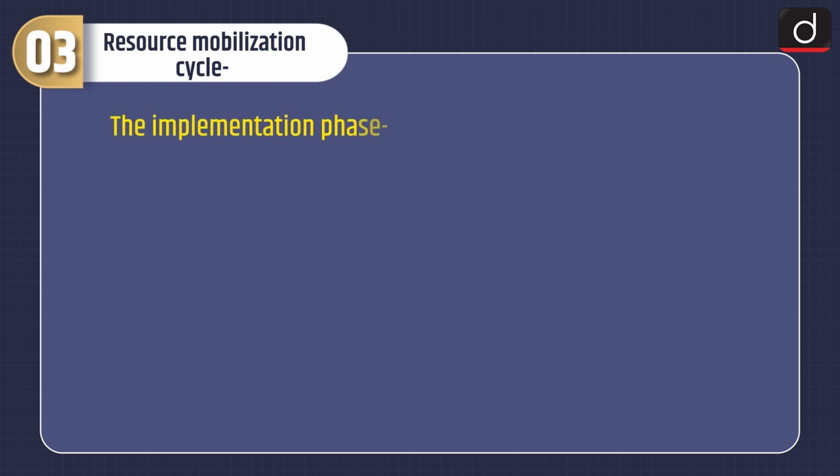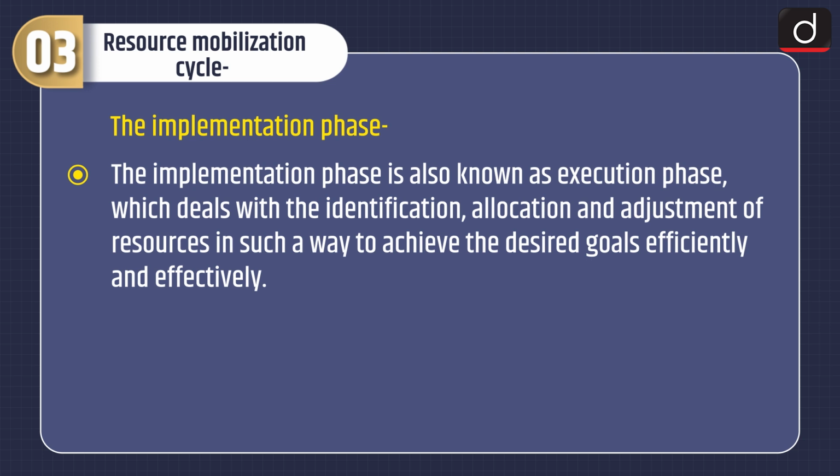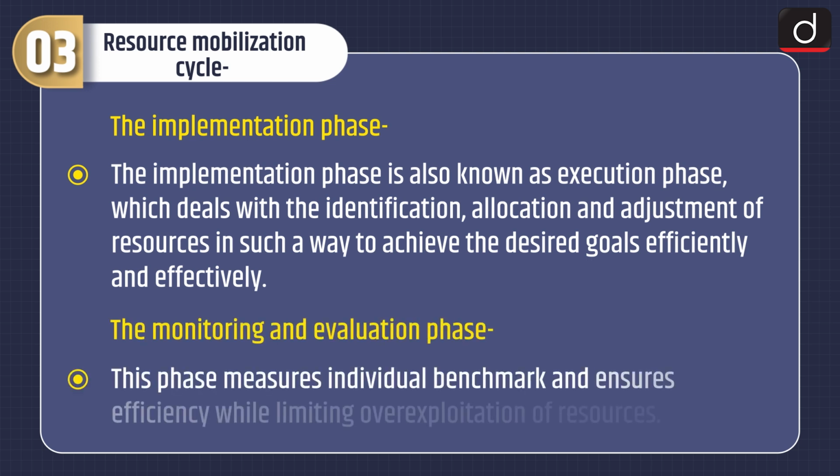The implementation phase is also known as the execution phase, which deals with the identification, allocation, and adjustment of resources in such a way as to achieve the desired goals efficiently and effectively. And the monitoring and evaluation phase. This phase measures individual benchmarks and ensures efficiency while limiting overexploitation of resources.